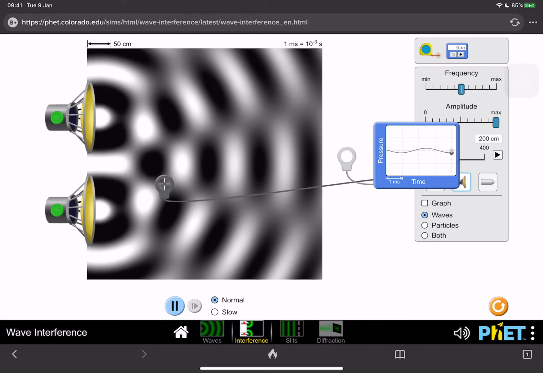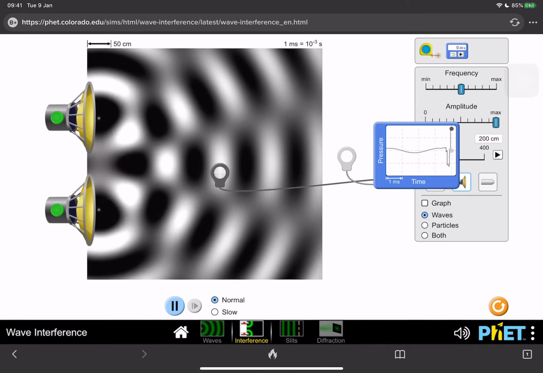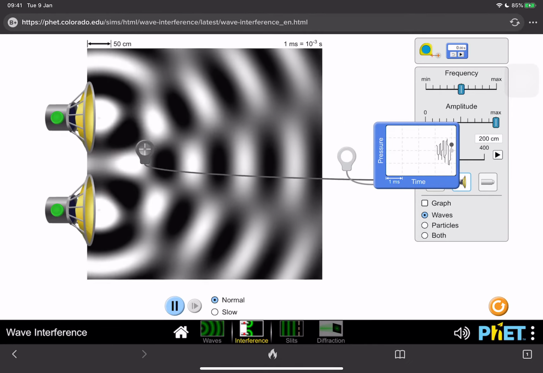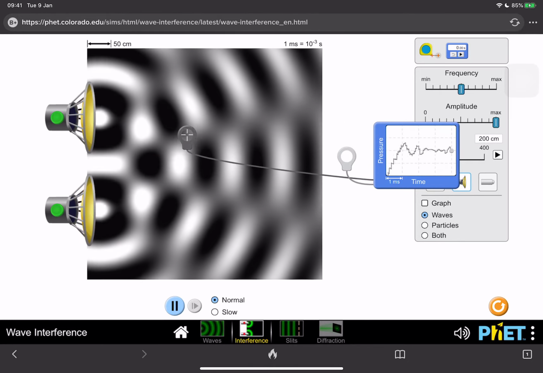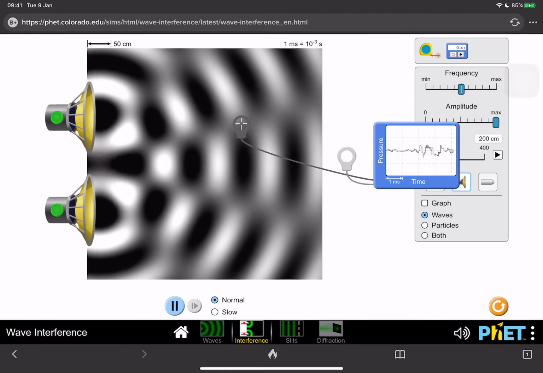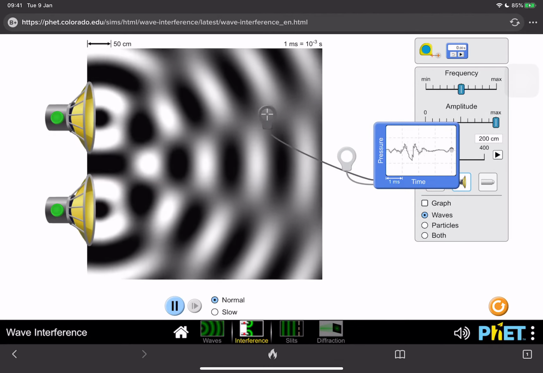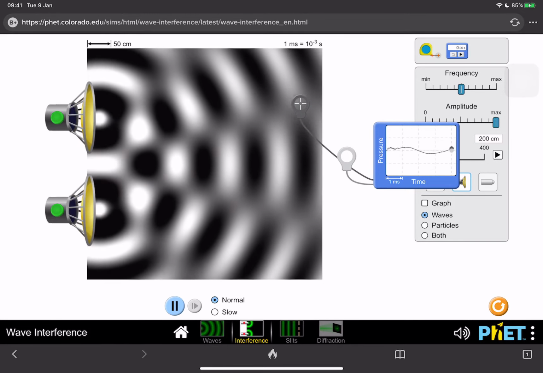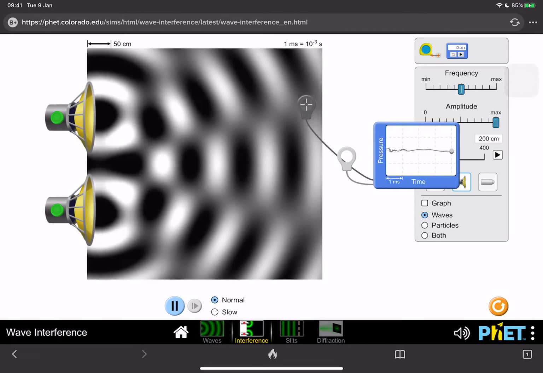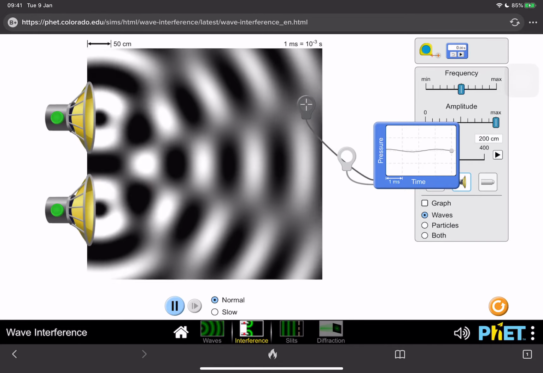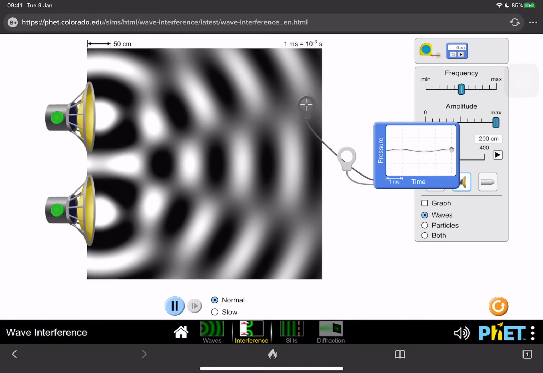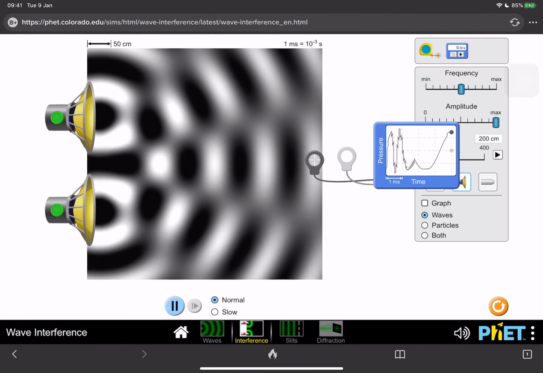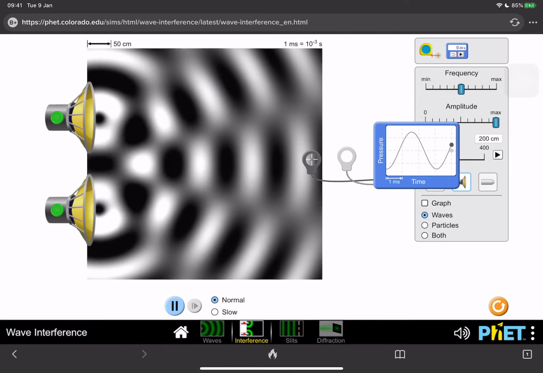Okay, and you can see that if you look at the pattern that is coming out, you see there's a line going this way. That's the line where the amplitude is really small. So along that line, we have what we call destructive interference. So the two waves from both speakers cancel out. But then in the middle here, we have what we call constructive interference. So the wave from the two speakers actually adds up.